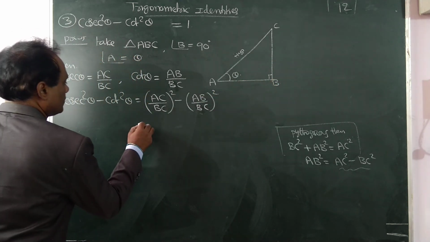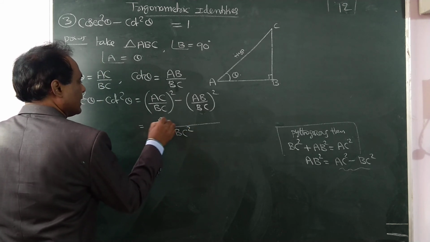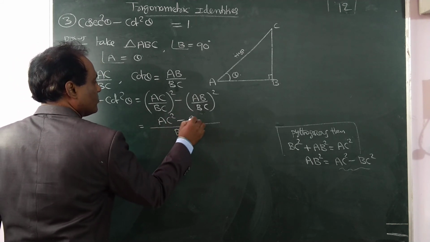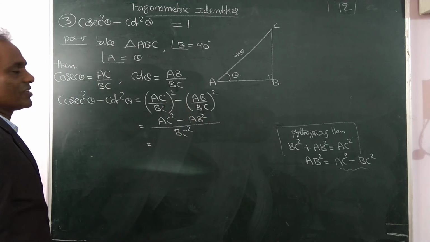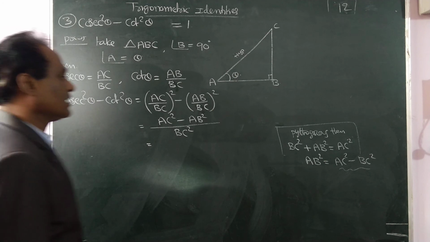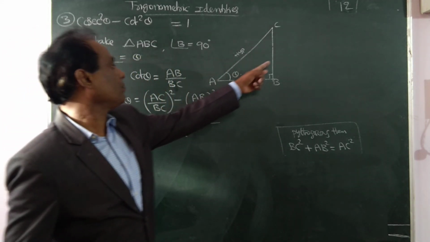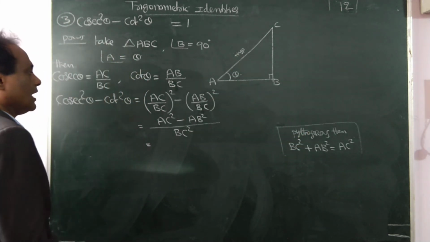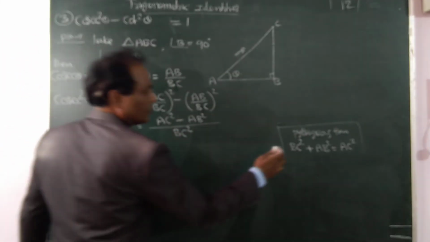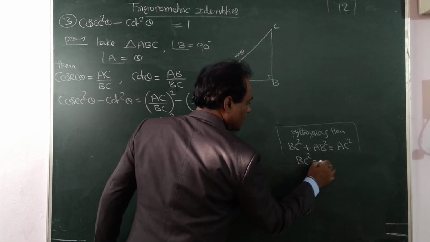So now the LCM is BC square. What is the numerator? AC square minus AB square. How to further simplify? Same Pythagoras theorem. BC square plus AB square is equal to AC square. That is the Pythagoras theorem. Taking AB square to the other side, AC square minus AB square remains on the left side.